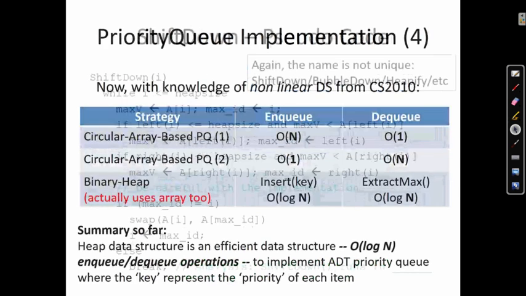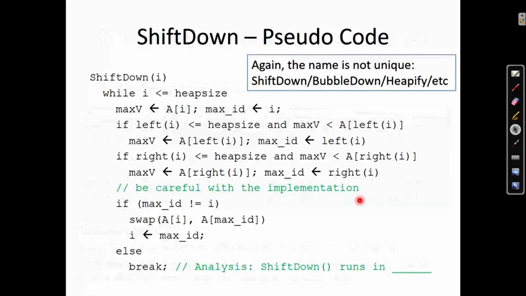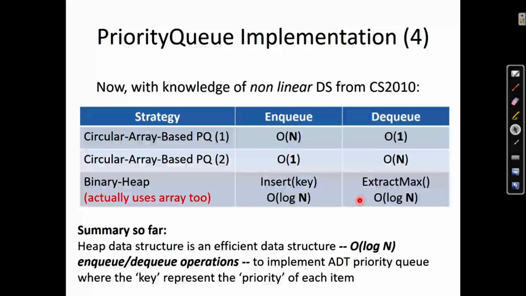Okay, so basically you know how to insert an item, you know how to extract an item. So if I am using a binary heap, okay, to implement my priority queue, then it's very simple, right? NQ is just insert. Call the insert operation of a binary heap. Okay, DQ is just extract max.